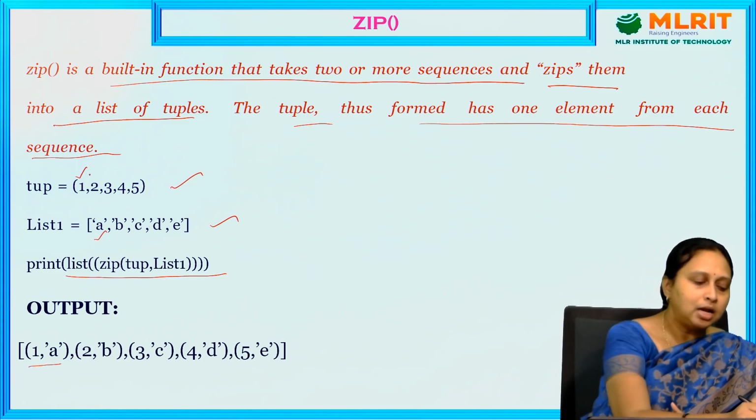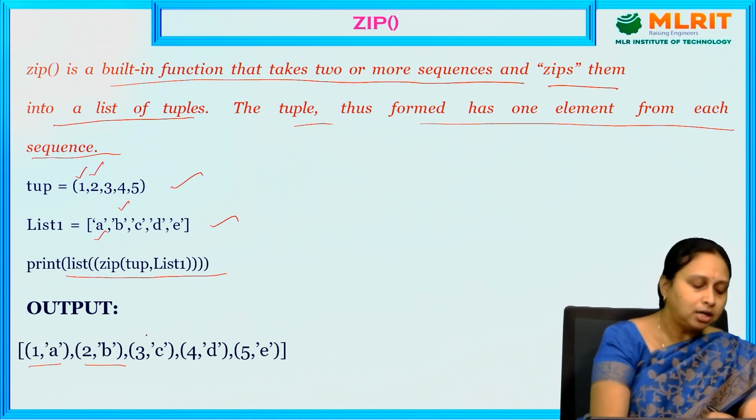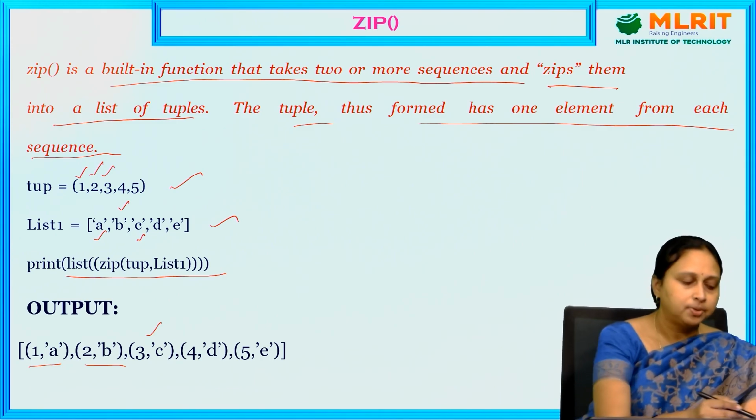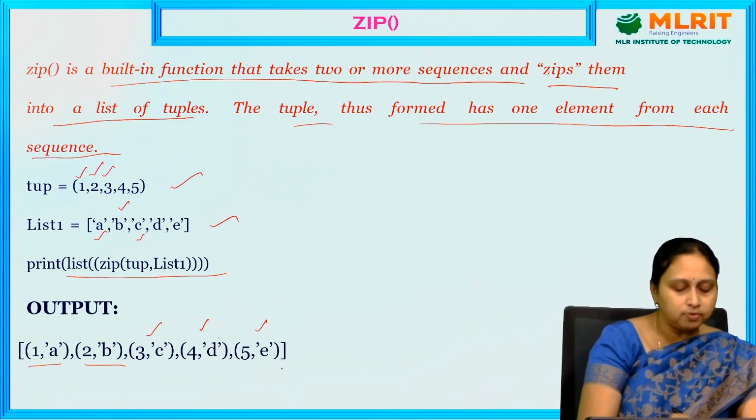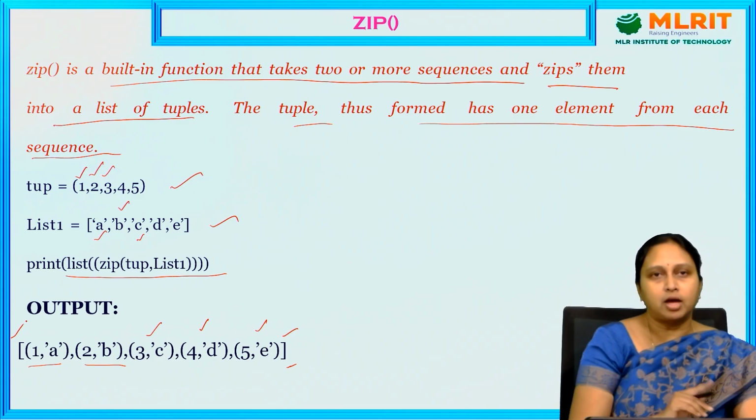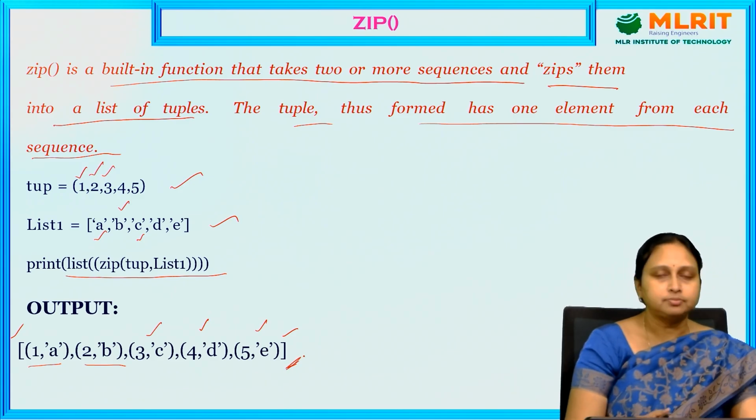Next, the second element from the tuple and the second element from the list, that is 2, B. Then the third element from the tuple and the third element from the list, 3, C. Next, you have 4, D and 5, E. These are the tuples that have been formed. At last, what we have is a list. That's why we are representing that with square brackets. In the end, the list has been formed. This is the purpose of the zip function.